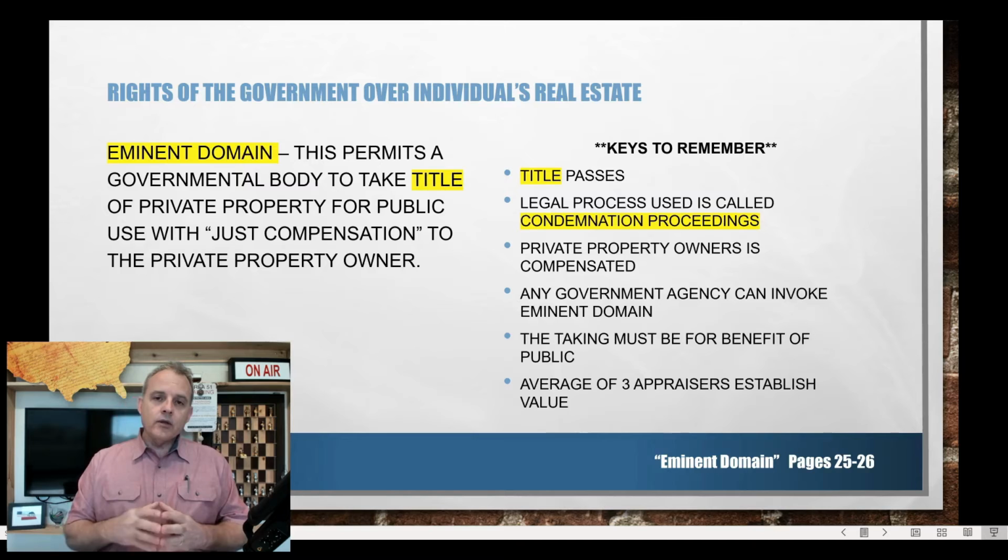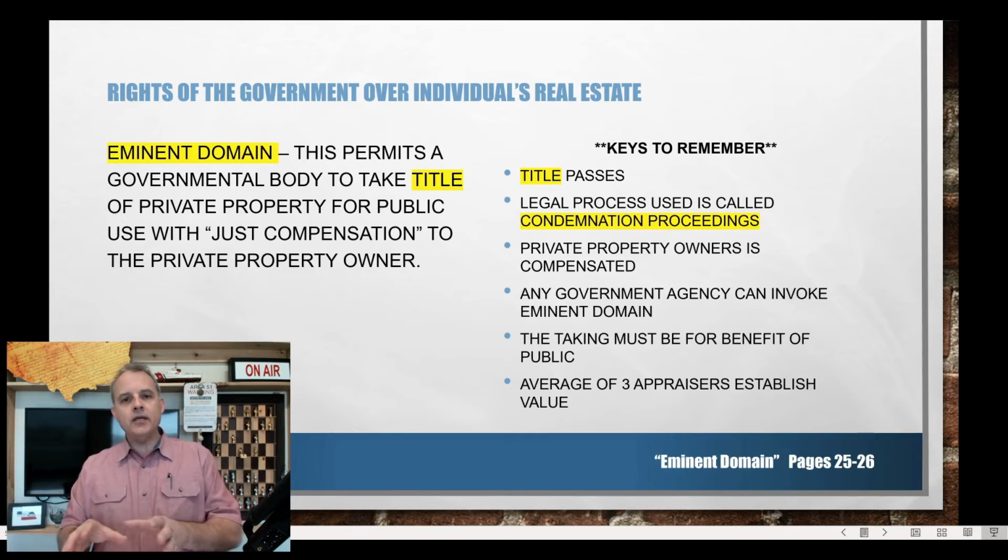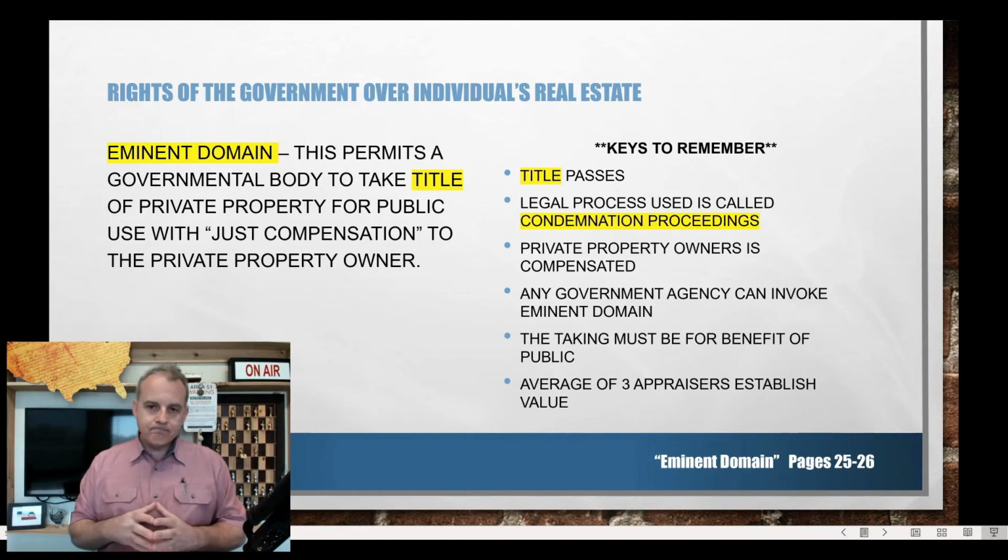The legal process that they use for this is called the condemnation proceeding. So the government comes in and they condemn the property, and then they use the condemnation process to get title. Now, the private owner is compensated. That's required under the Constitution of the United States. Prior to 1776, remember, the king owned everything, and he could do whatever he wanted. It was his land.